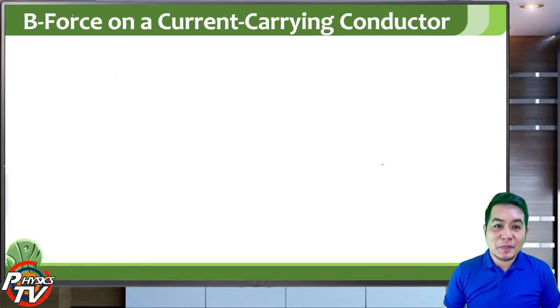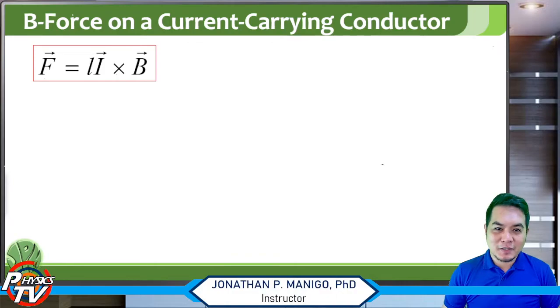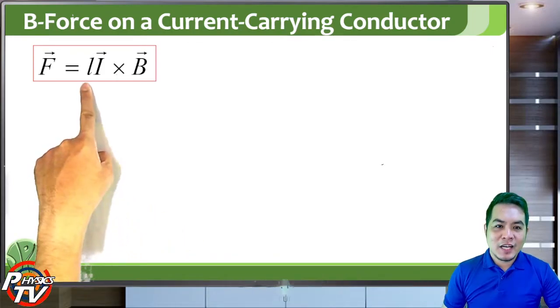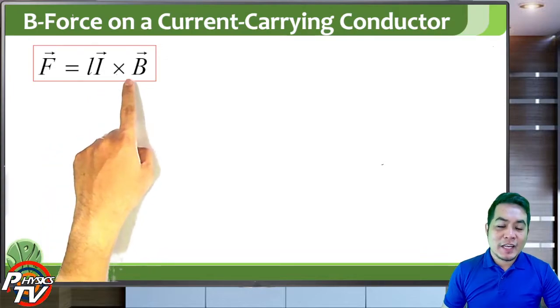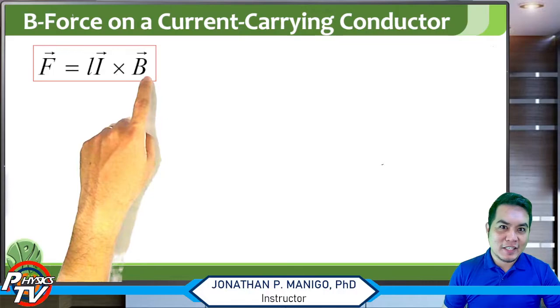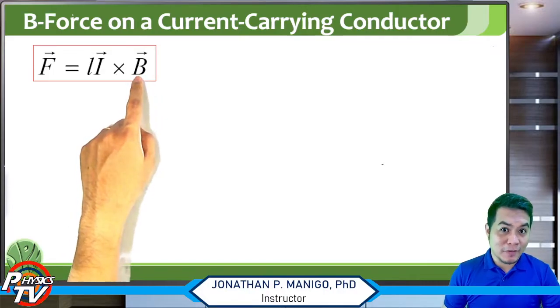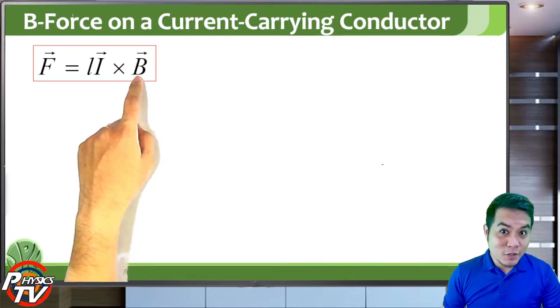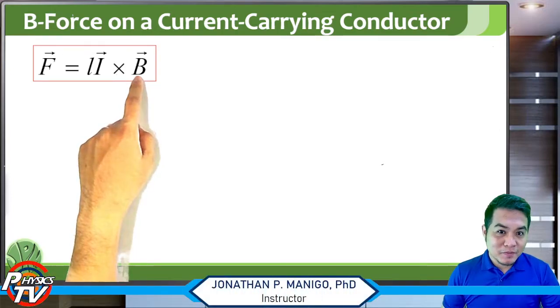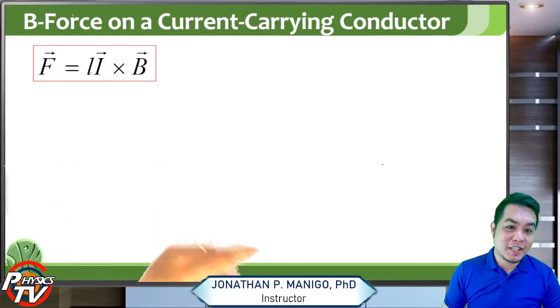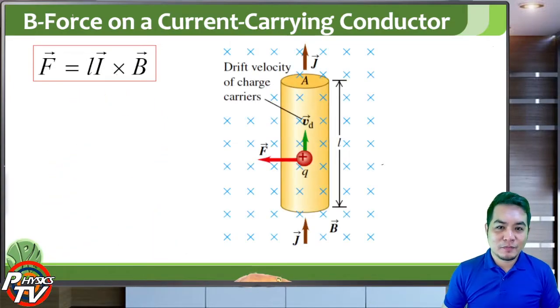So let's now go to the magnetic force on a current carrying conductor. For a current carrying conductor with length L carrying a current I and exposed to an external magnetic field B. I didn't place the word external here, but it is assumed that this magnetic field is external. Take note, a current carrying conductor has its own magnetic field. So this is not the magnetic field of the current carrying conductor, but external.